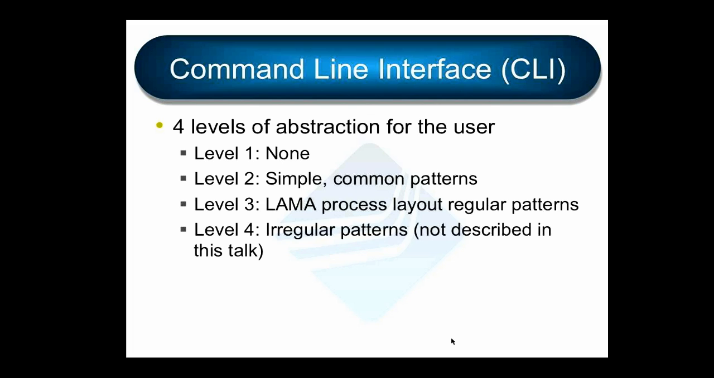The second one is what we call simple common patterns. So, oh, I want to bind to core and I want to map by server, or by slot. Very simple, easy things that probably cover the vast majority of the rest of that 20%. And then the third one is this LAMA process. I'm going to get into the LAMA layout in the next couple of slides, but I want to do something more complicated than just binding to core or mapping by slot or something like that.